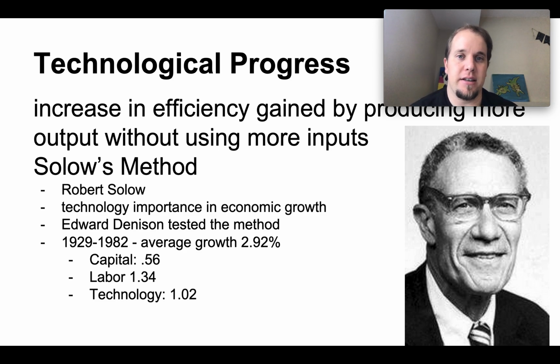Edward Denison is the individual who actually tested the theory and did all the statistics. Come to find out that labor was number one at 1.34%, technology was 1.02%, and then capital is 0.56%. So his theory was correct that technology is a huge impact on growing the economy.